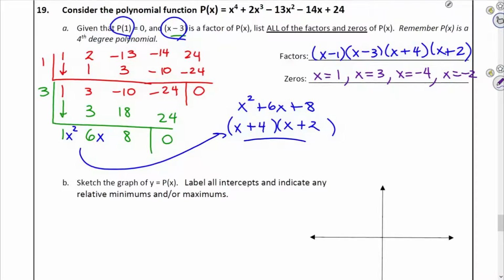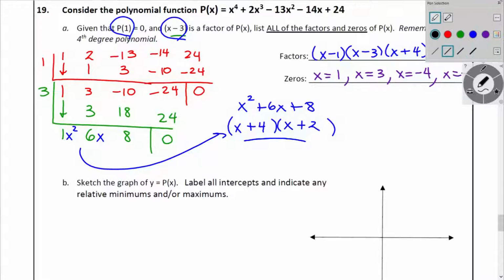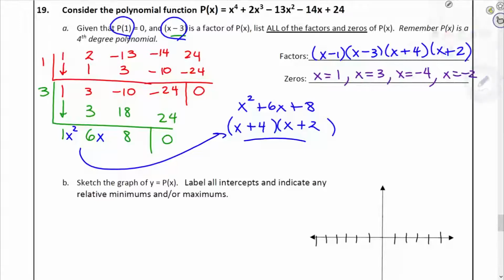Okay? So I'm now supposed to sketch a graph of y equals p of x and label all intercepts and indicate any relative max or mins. So I hope there's enough space at the bottom there for me. Let me give some scale for the x-axis. Now my zeros that I've already found are positive 1 and 3 and negative 4 and negative 2. And the colors change on me, hold on.